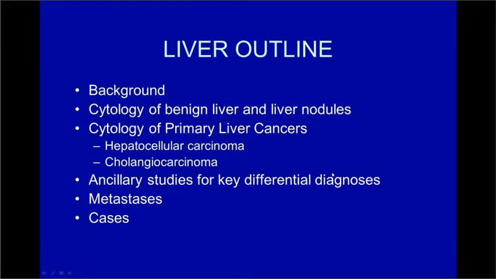So I'm going to cover a couple of basic topics. I'm going to give a little bit of background. I'm going to review the cytology of benign liver and benign liver nodules. Then I'm going to review some basics about the cytology of the two main primary liver cancers, hepatocellular carcinoma and cholangiocarcinoma. I will review some of the ancillary studies indicated for some of the key differential diagnoses. I'll touch upon metastases, and then I'll go into a couple of cases to test some of the principles that I'm going to present during the lecture.